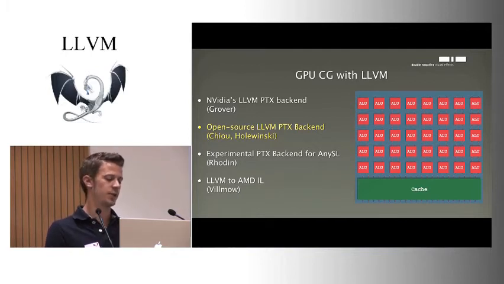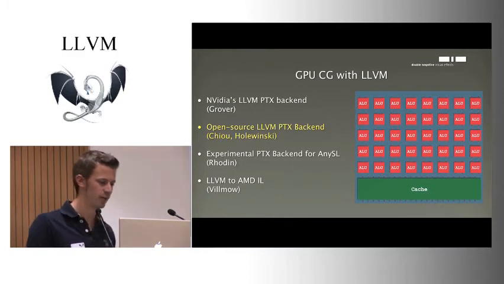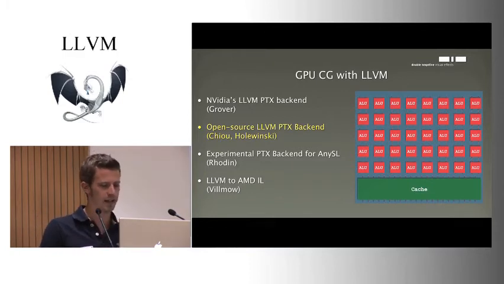In addition to that, there's also an experimental PTX backend for any shading language, which was probably the first work that was done in terms of trying to use LLVM to generate PTX. But that uses the C backend approach rather than the target-independent approach that we use for the open source version. And then finally, for completeness, there's a lot of work going into using LLVM to generate AMD's version of PTX, which is AMD IL.